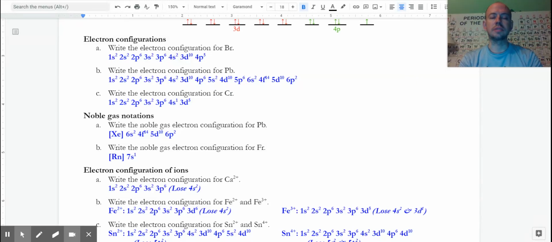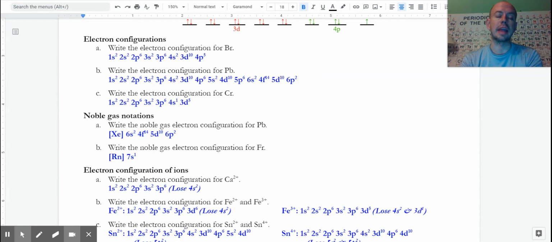So for these noble gas notations, the goal is to take a long electron configuration and shorten it. So it saves us time, but more importantly, it helps us focus in on the most important electrons. Lead was the first example I did because we already wrote out the full electron configuration for lead.